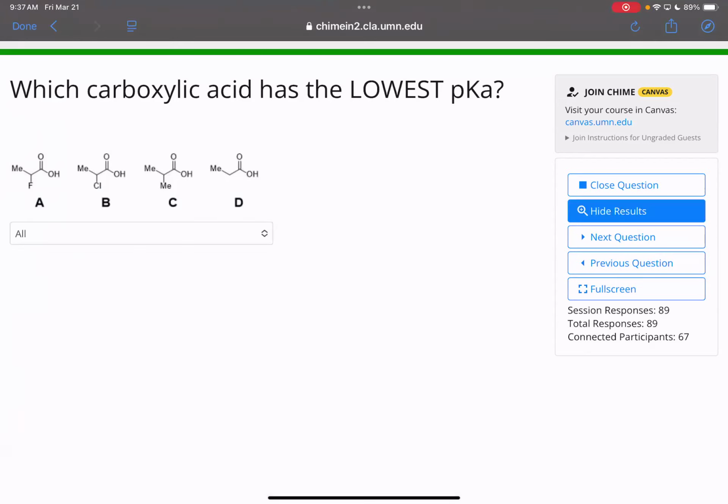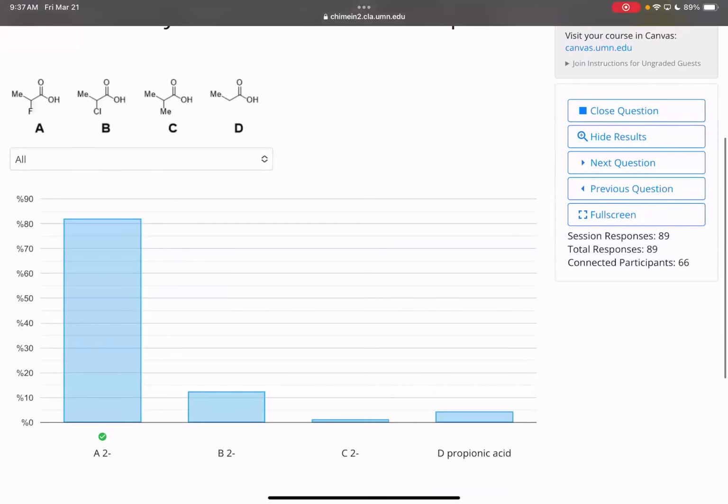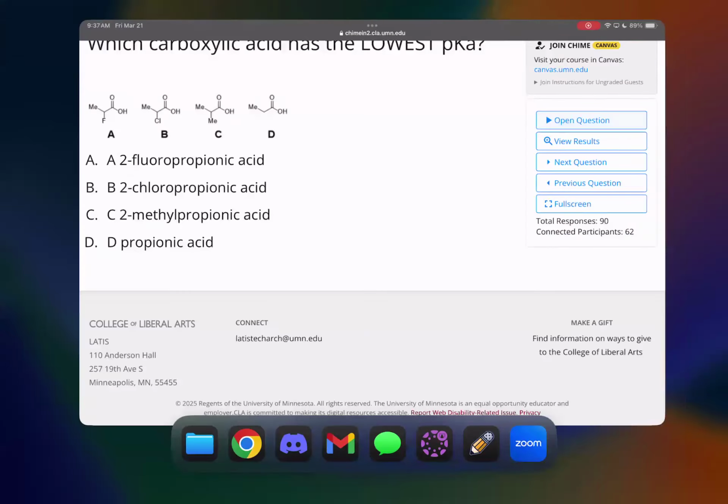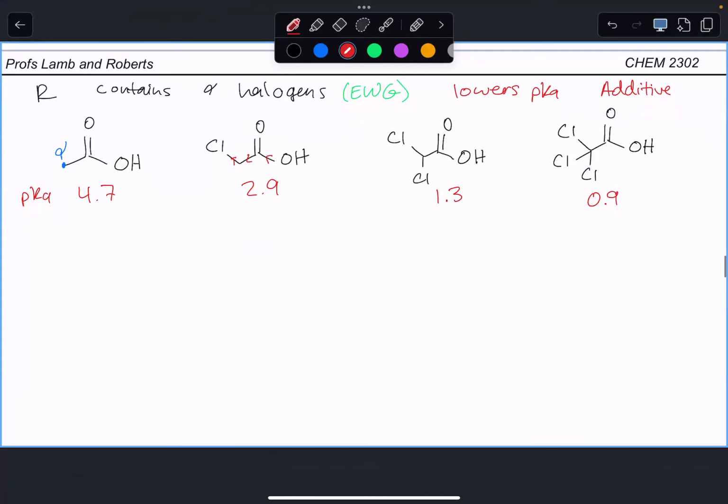See what we got. Excellent, great job. Okay, so most people are getting that the one that has the alpha fluorine is going to have the lowest pKa. And then after that, the chlorine, which were both really, really good answers. So excellent job. Let's draw this out and look at why that is. So our 4 options here.